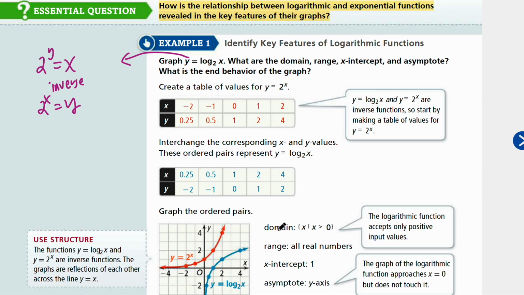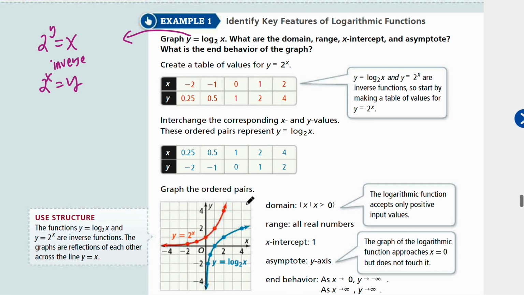So graph the ordered pairs. You can graph them one by one. You'll be able to get this nice little curve. That's the exponential function. This is the log function. And notice that they are the reflections of each other over the line y equals x. This line, right? Beautiful.